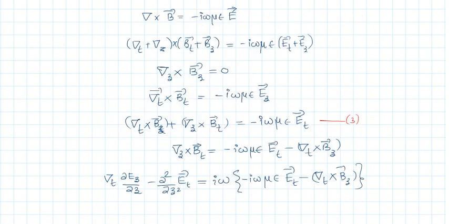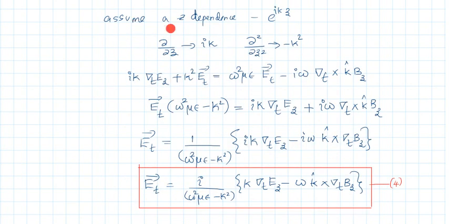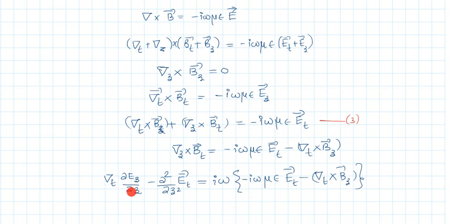Okay, so we will get del t ∂Ez/∂z minus ∂²/∂z² Et equal to i omega into minus i omega mu epsilon Et minus del t cross Bz. So again we assume that z dependence e raised to ikz. So in our earlier equation, this ∂/∂z you can replace with an ik, and this ∂²/∂z² you can replace with a minus k squared.